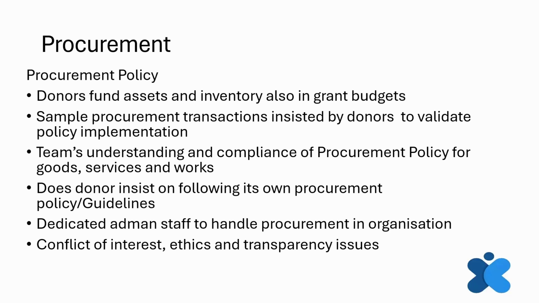So whether it comes to program goods, normal inventory, or fixed assets, the donors would want to see that it has been done transparently and efficiently. Efficiently means, have we paid the right amount of money that should have been paid through a certain due diligence process, which is laid out in your procurement policy.